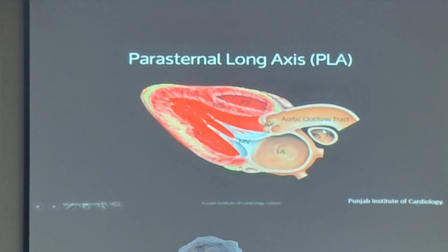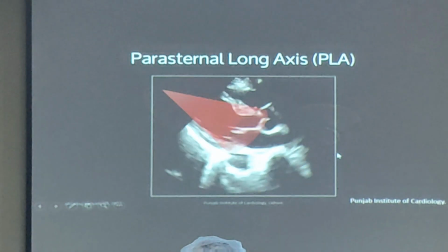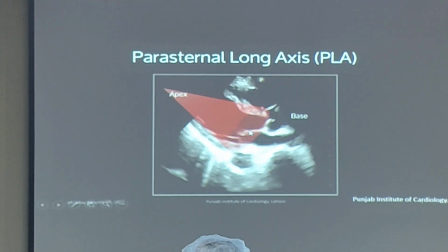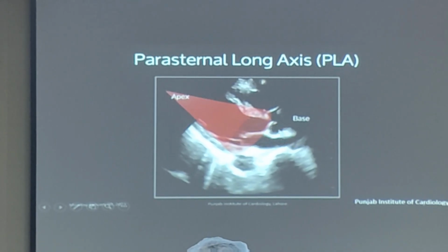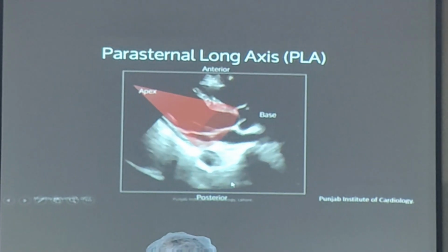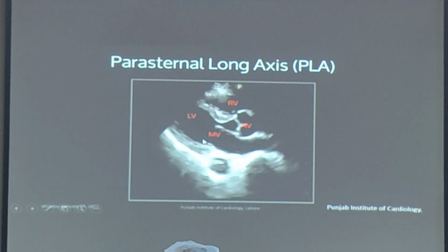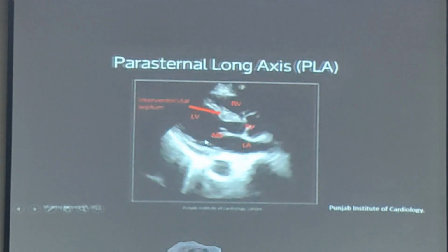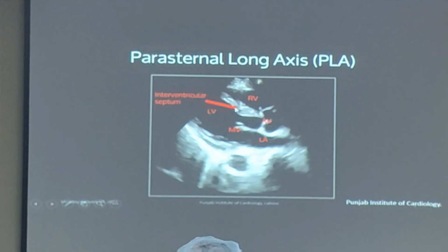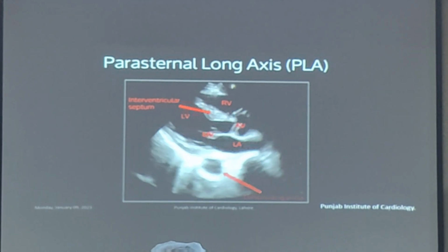In this view, this is a schematic pattern, and we see all these structures that I have told you already. The heart is present in a cone shape. In this view, this is the apex, this is the base, and you see the anterior of the heart and the posterior portions. This is the LV, RV, aortic valve, mitral valve, left atrium, and this is the interventricular septum. We can measure the interventricular septum in this view, which is very important, especially in the HOCM patient. And this is the descending aorta.